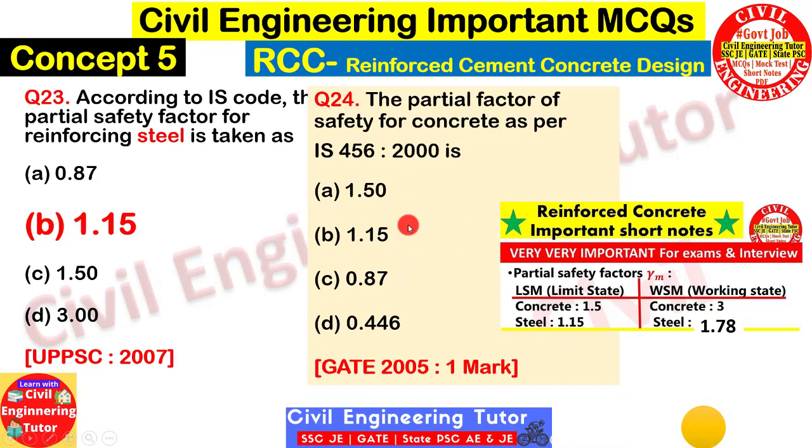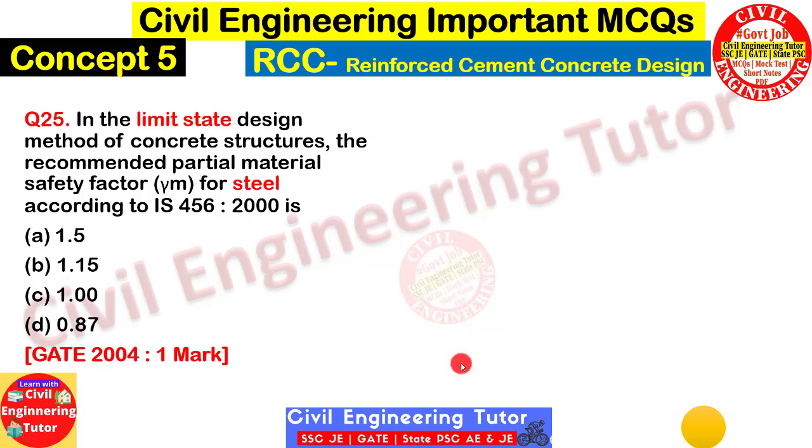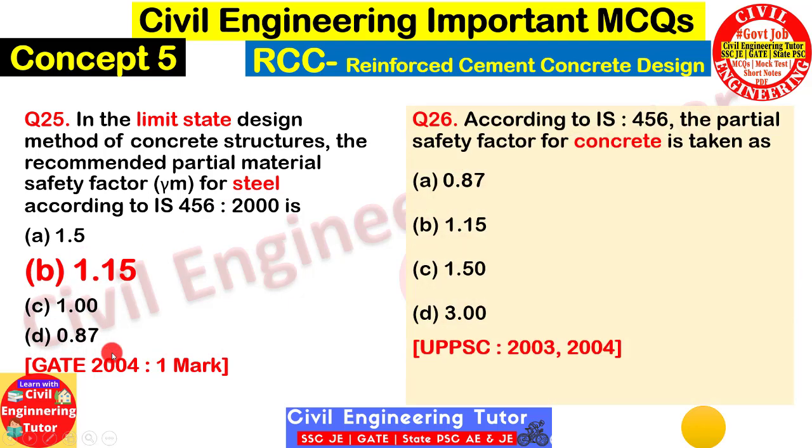Next question, you can see partial safety factor for concrete, so obviously the answer will be A, partial safety factor 1.5 for concrete. This is asked in GATE 2005. Moving towards the next question, limit state design and about steel, so obviously the correct answer will be D. This is a GATE 2004 question. Again, for concrete, the safety factor will obviously be 1.5.